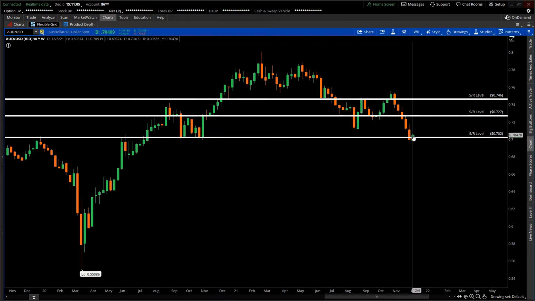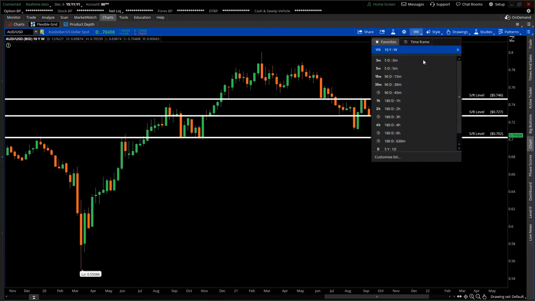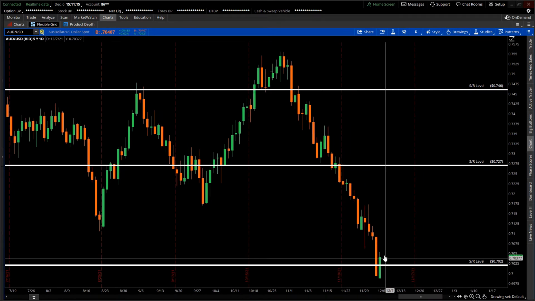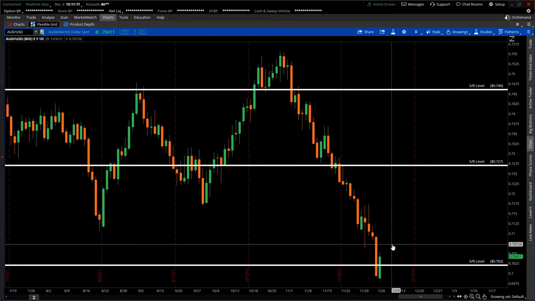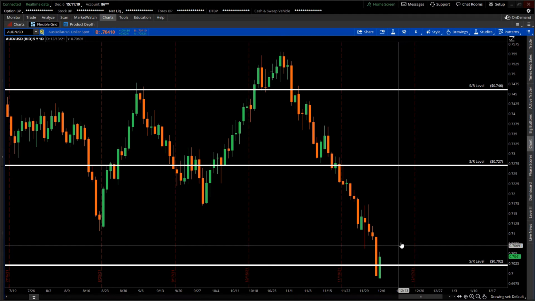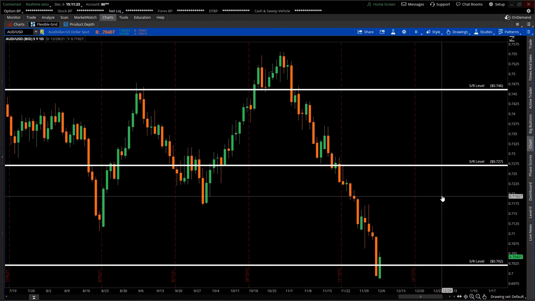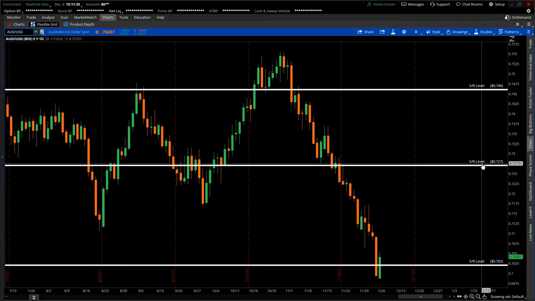Here could be support. It's going into its second week of support right here. So if I toggle back to the daily time frame, it's possible that if this is support, it's just going to range or consolidate before maybe bouncing off it, and then running a potential retest towards 0.727.